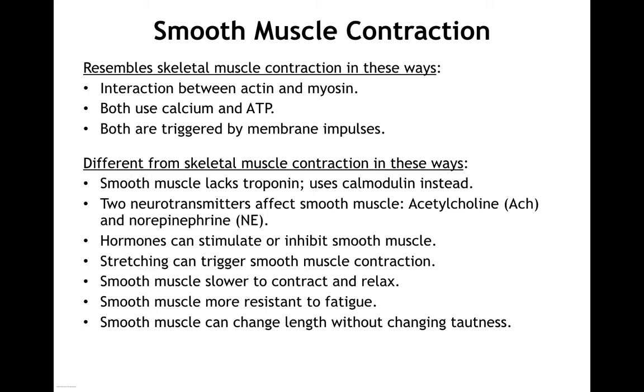The neurotransmitters that affect smooth muscle can be acetylcholine, but can also be norepinephrine, and the response to acetylcholine will depend on the type of receptor it has, so it will not always be a stimulatory response. Hormones can therefore inhibit or stimulate smooth muscle. Stretching can also cause smooth muscle to contract. Smooth muscle contraction is slower, and they are more resistant to fatigue. Smooth muscles change length without changing their tightness.